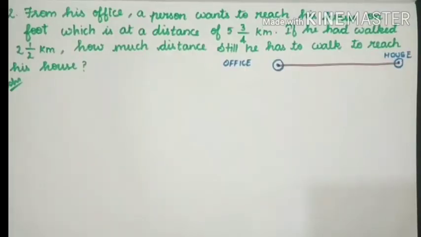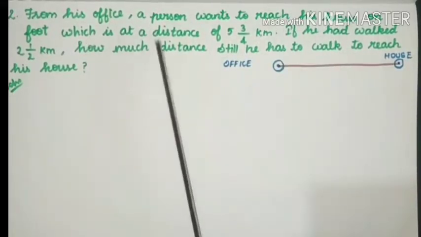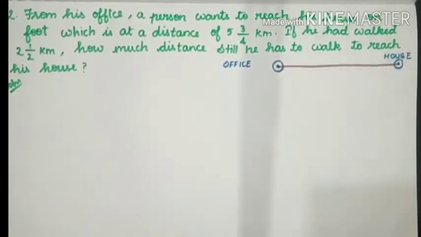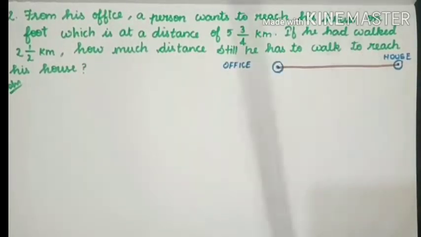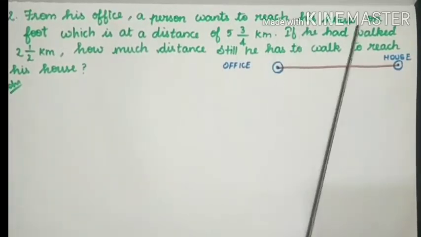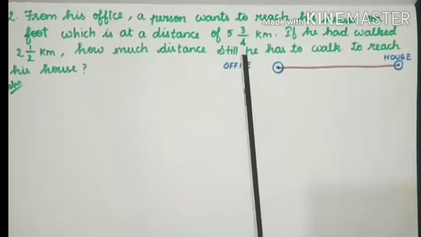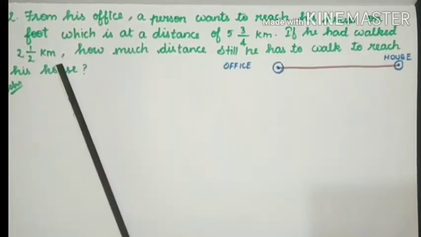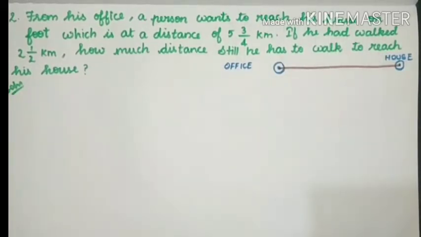Second sum. From his office, a person wants to reach his house on foot, which is at a distance of 5 3 by 4 kilometer. If he had walked 2 1 by 2 kilometer, how much distance does he still have to walk to reach his house? See here, the given question is, a person wants to reach his home from office. The distance is 5 3 by 4 kilometer. Already he had walked 2 1 by 2 kilometer. We have to find the distance he still has to walk.